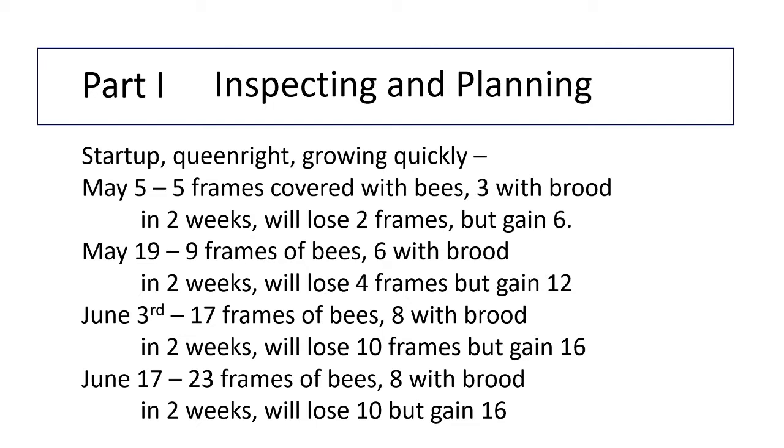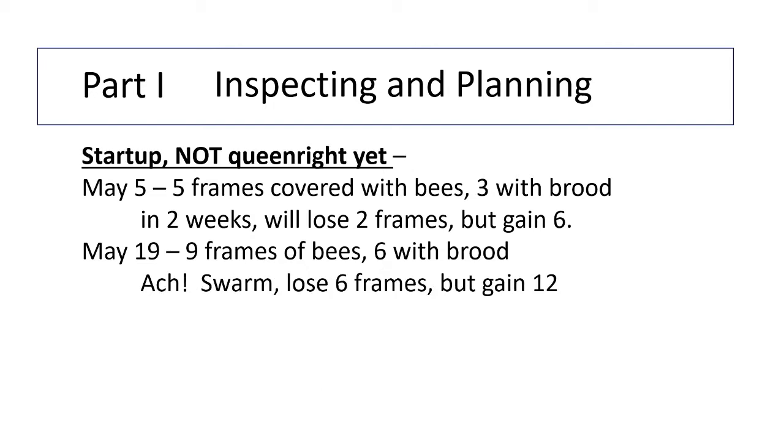All right, stop the chain because we're going to take a step back. Let's say you have a startup hive. They're not queenright yet because they swarmed. They have 5 frames covered with bees. Then May 19th, oh, they swarm. Right after they have 9 frames of bees. You inspected May 19th. On May 20th, you didn't know, they swarmed.